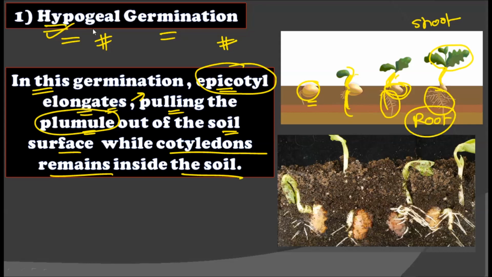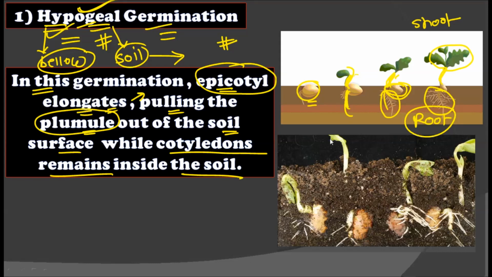Actually, this word hypogeal literally means: hypo means below, while geal means soil. So the cotyledon remains below the soil. That is why this type of germination is called hypogeal germination. This hypogeal germination can be observed in monocotyledons as well as dicotyledons. In both the groups, this type of germination is present.